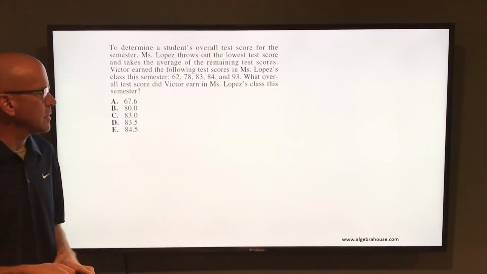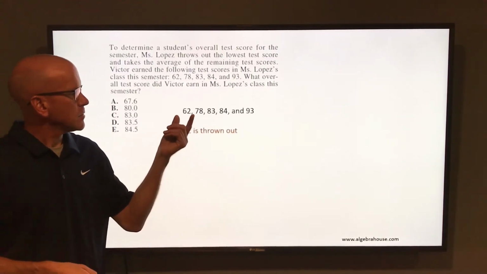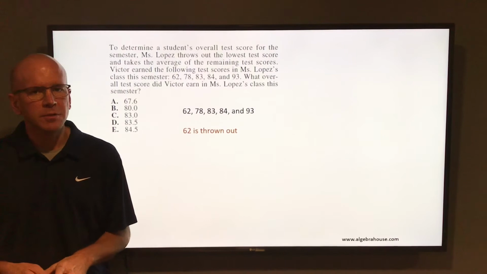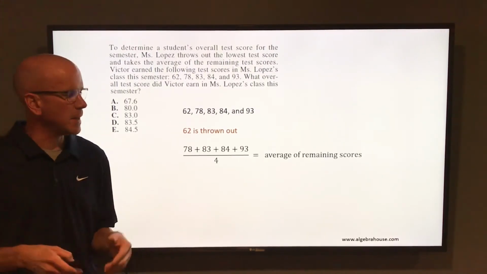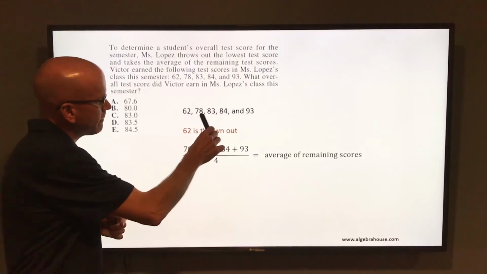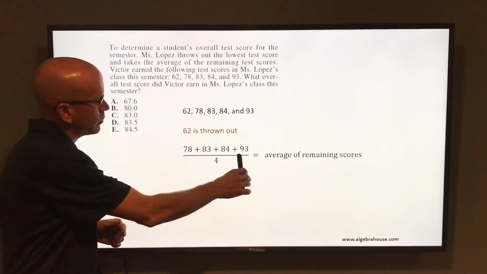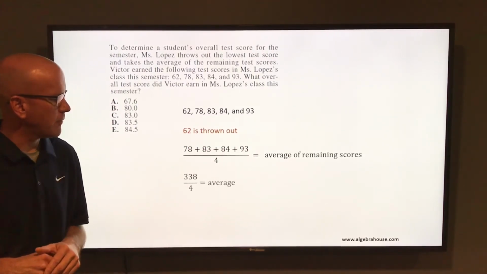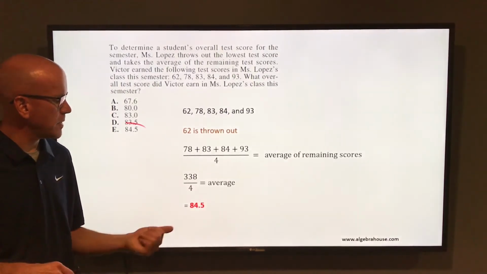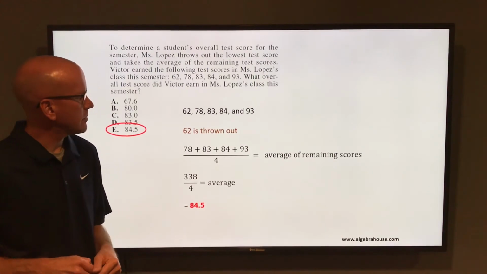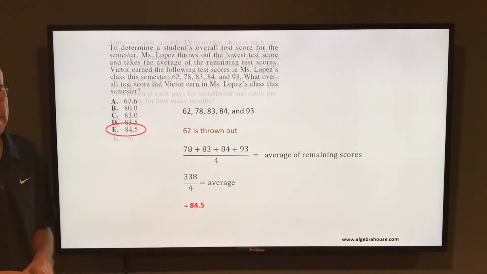So she's taking the test scores, she's throwing out the lowest one, she's throwing out the 62, and then finding the average of those remaining scores. So to find the average of those 4 remaining scores, add those 4 scores together and divide by 4. If you add those 4 scores up, you get 338. And then if you divide by 4, it's going to be 84.5. That is Victor's average, and that is letter E.